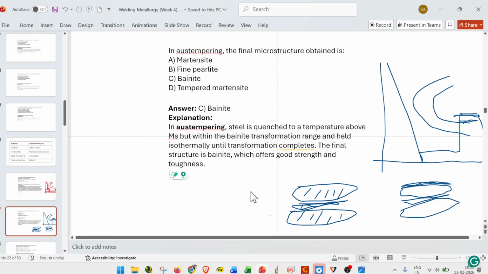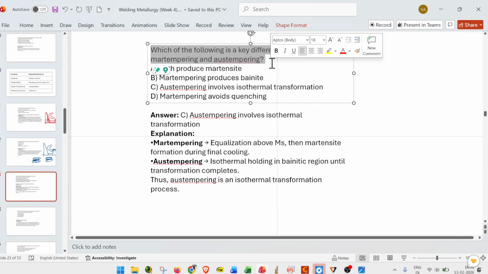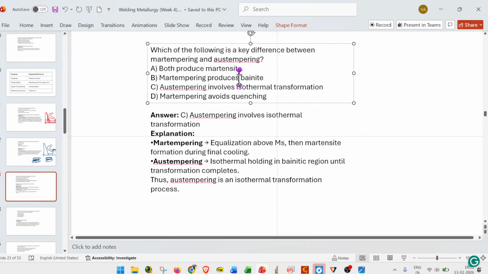Next, which of the following is a key difference between martempering and austempering? First, both produce a martensitic phase? No, because in martempering you get the martensitic phase, in austempering you will get the bainitic phase. And martempering produces the bainitic phase? No, austempering involves isothermal transformation. Yes, we will hold it isothermally, so it is there.